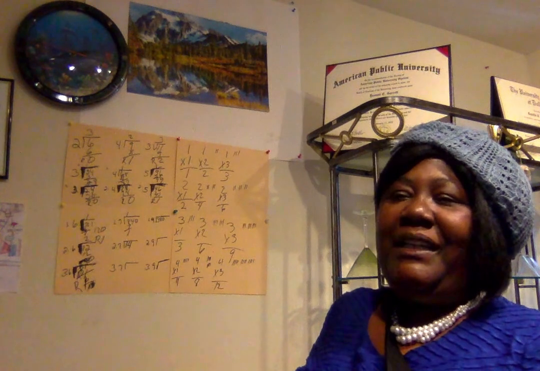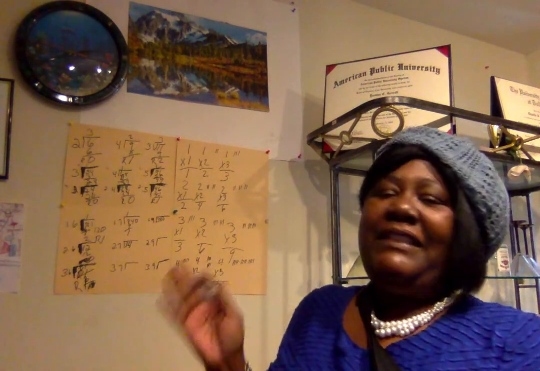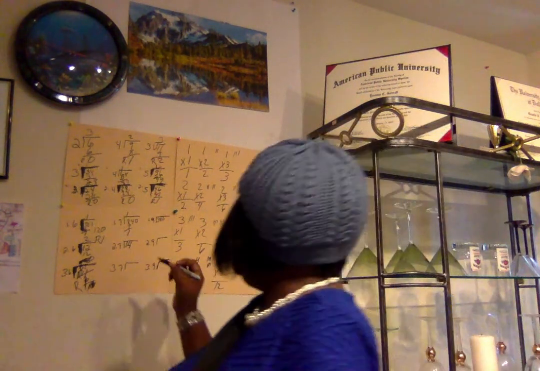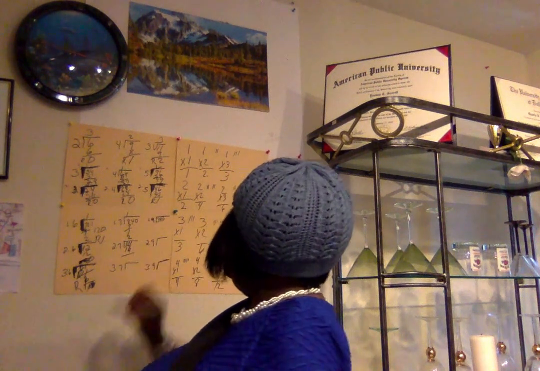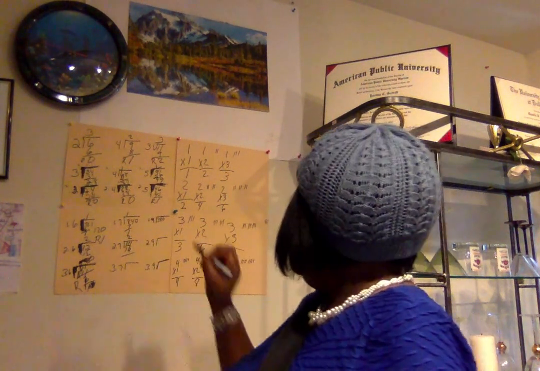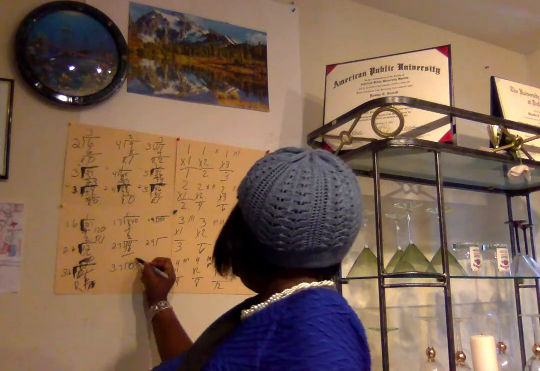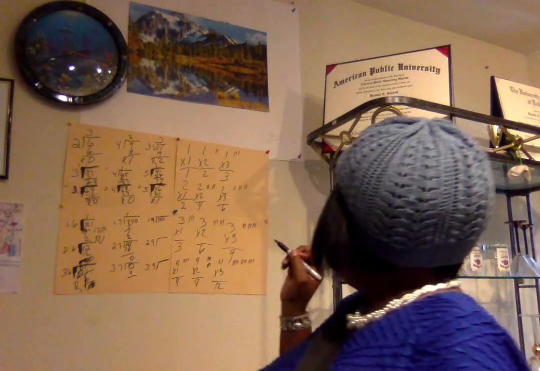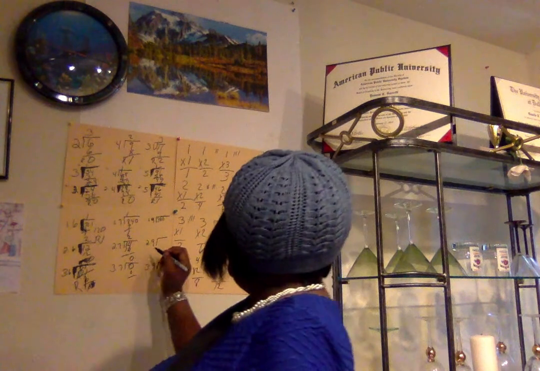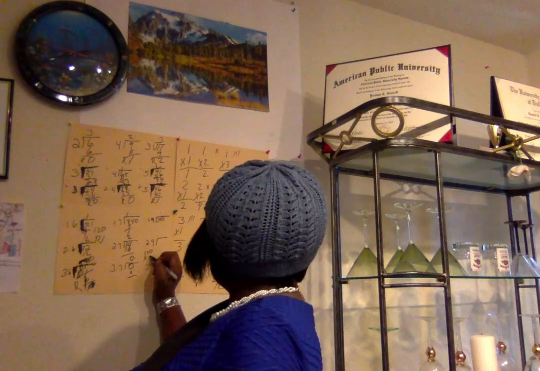7 times 3 is 21. 21 is larger than 14, so try the smaller number. 7 times 2 is 14, so you say 2. Stop. Bring down the 0. And 7 goes into 0, 0 times. So your answer will be 120 times 7. And that's your answer.